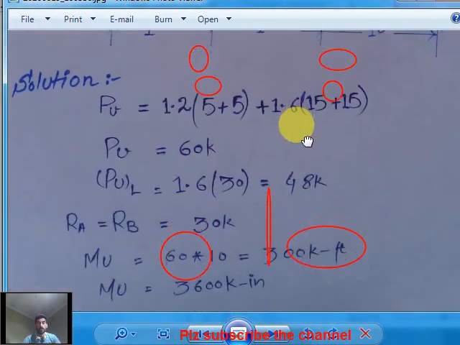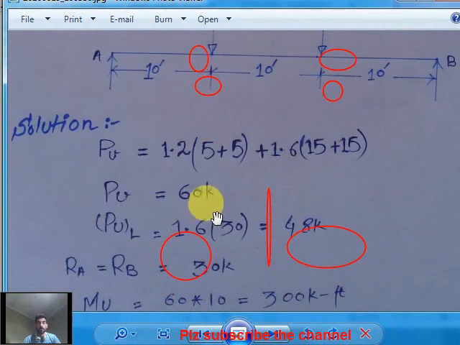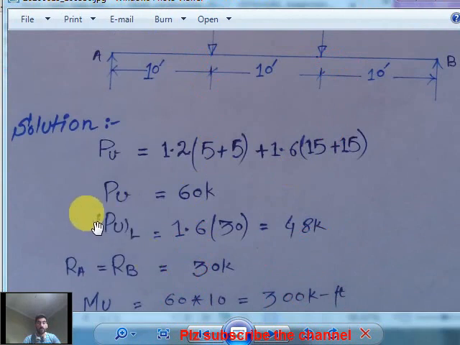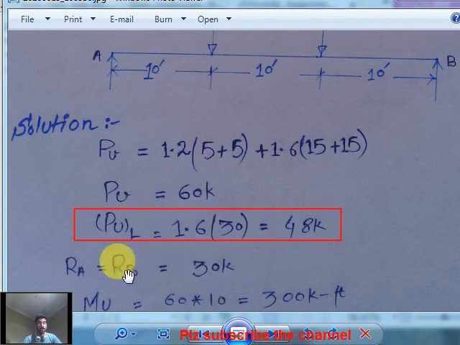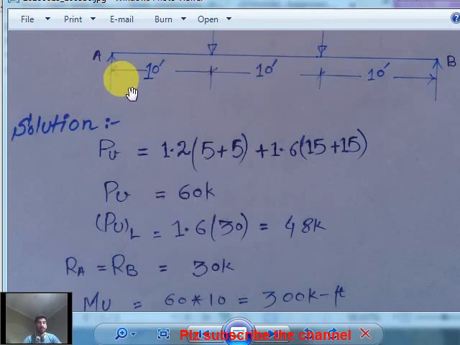We have PU is 60 kip, and now you have to find out, because you have to check deflection, so you need to find out your live load, and then determine the reactions. They are simple because you know that the beam is simply supported, clear, and half loading will be this side and half loading will be this side. Means if you have total 60, then 30 will be this side and 30 will be that side. So you don't need to be confused.